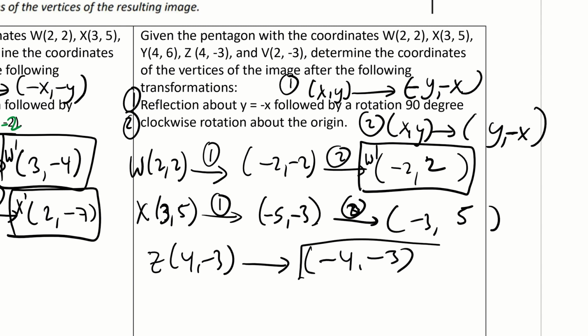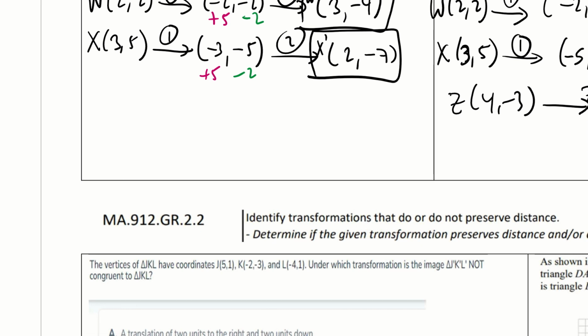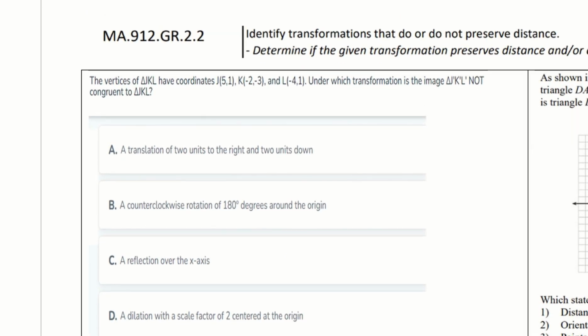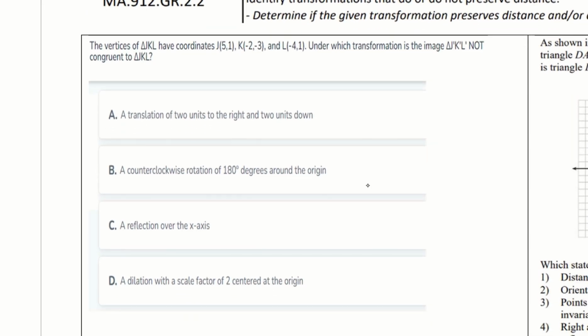Okay, so then you got your answer for Z. Like I said, I'm not going to do the rest of them. Just use the same procedure to get the rest of the coordinates. All right, so the next one is 2.2. The vertices have the following coordinates. Under which transformation is the image not congruent to triangle JKL?